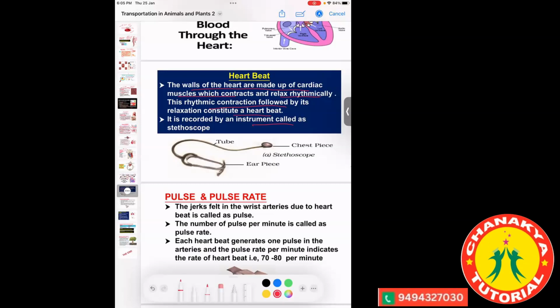The stethoscope has three different parts. Earpiece, so basically this part they keep in the ear. Then the tube connecting the chest piece and the earpiece. And the third part is the chest piece. This chest piece they keep on the chest to hear the sound of the heart.